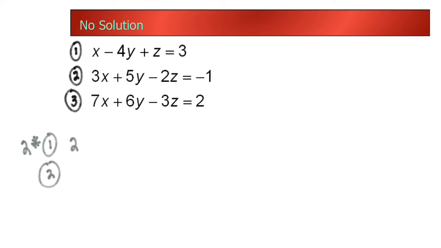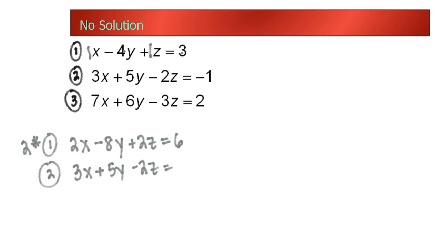2 times equation 1 gives me 2x minus 8y plus 2z equals 6. 2 times 1, 2 times -4, 2 times 1, 2 times 3. It works. Equation 2 is going to stay exactly the way it is. And now I'm going to add the two. I get 5x minus 3y equals 5. That's my new equation 4.